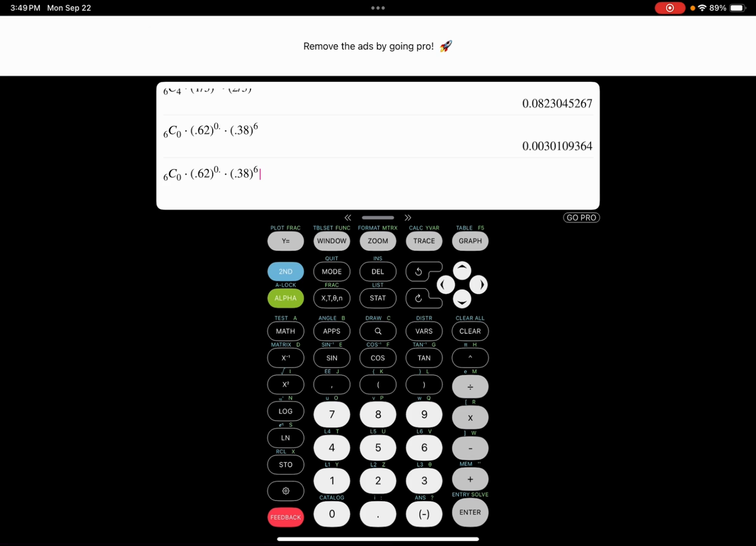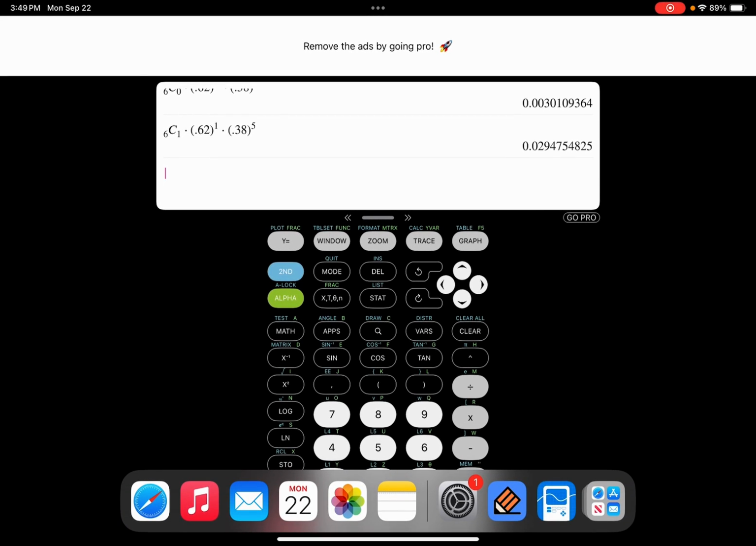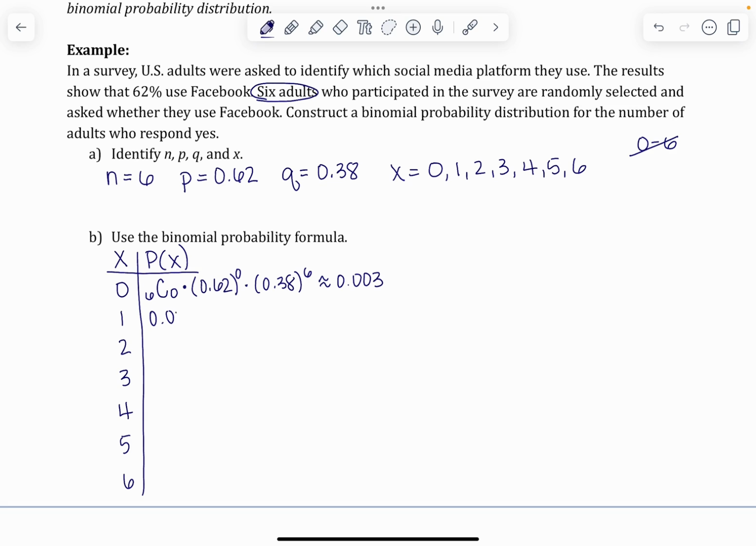So looking at our formula, we're going to now change these exponents. Our 0 is going to become a 1. And we had 6 trials. Of those 6 trials, 1 is a success, which leaves 5 to be a failure. And now we have our new probability of 0.029. Okay, pause the video, take a couple minutes, try to fill in the rest of the table, and see what you get.